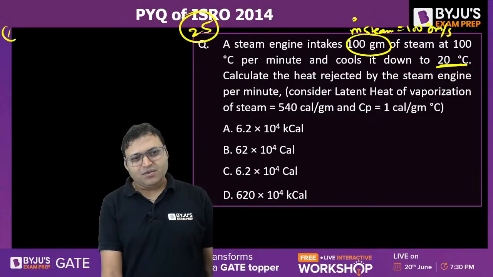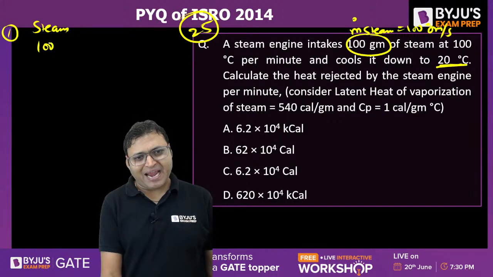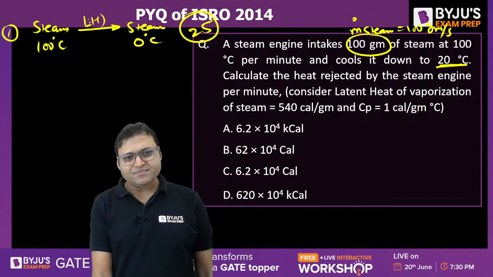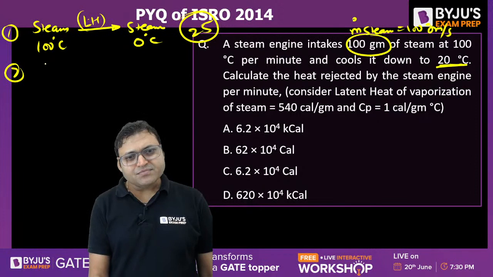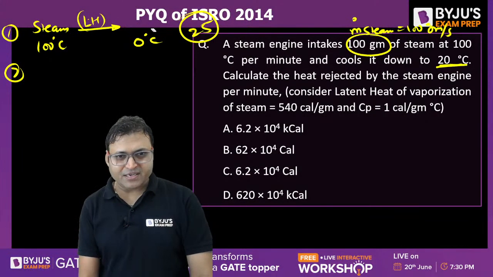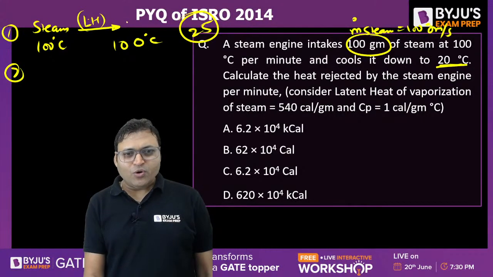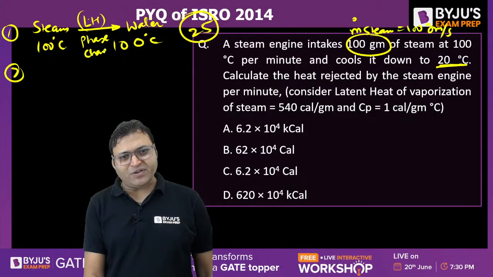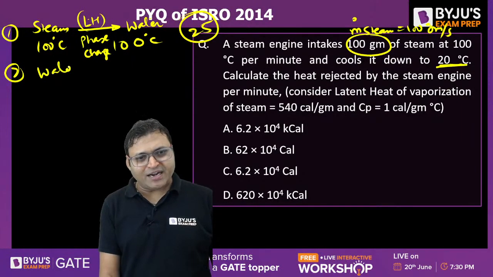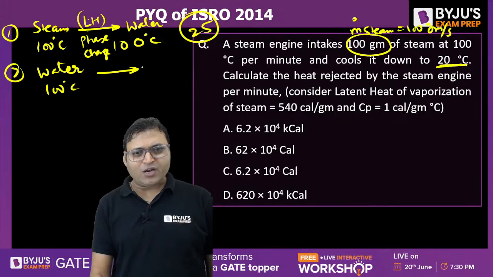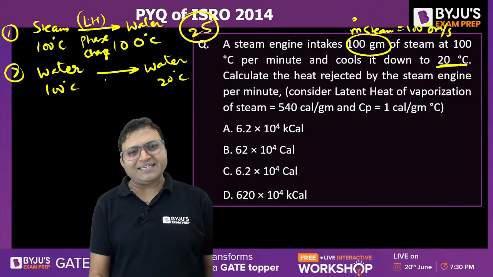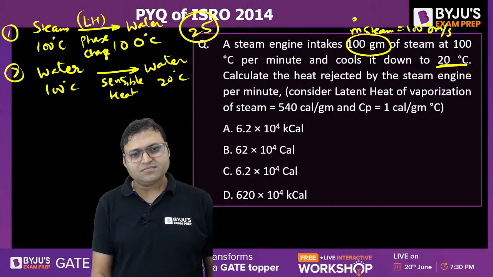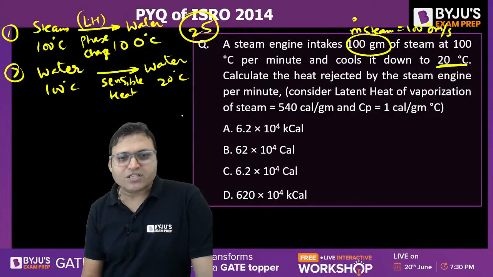So there will be two processes. The first is steam at 100 degrees Celsius converted into water at 100 degrees Celsius, then it is latent heat. Steam will be converted into water, that is a phase change. The first process is a phase change process, temperature will remain constant. Then water at 100 degrees Celsius will convert into water at 20 degrees Celsius. Then it is sensible heat. So this is how the heat loss will take place in two ways.